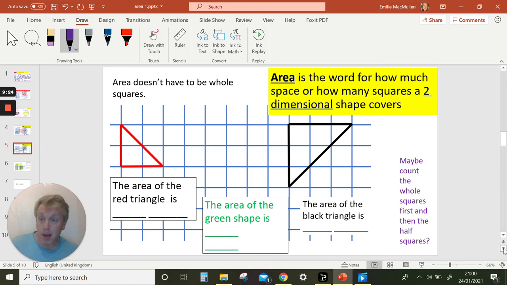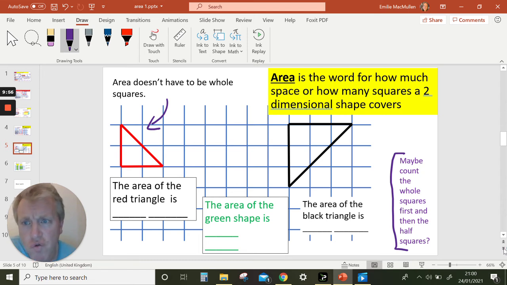Now, there's something important for us to know, and it's going back to our starter. The area doesn't have to be whole squares. So look at this red triangle here. I can see it's got some half squares. That's fine. We can still count halves, can't we? So my idea, and how I think it's easiest, is when we've got some whole squares and then some half squares, I would always try to count the whole squares first.